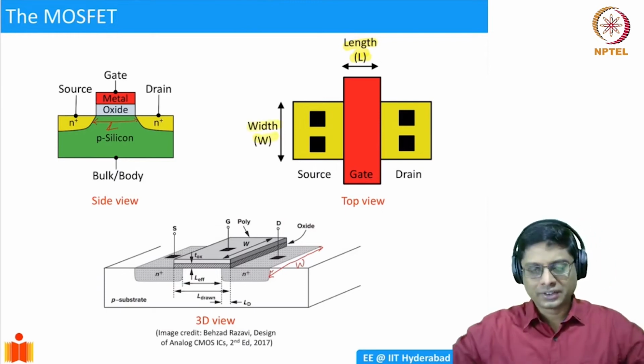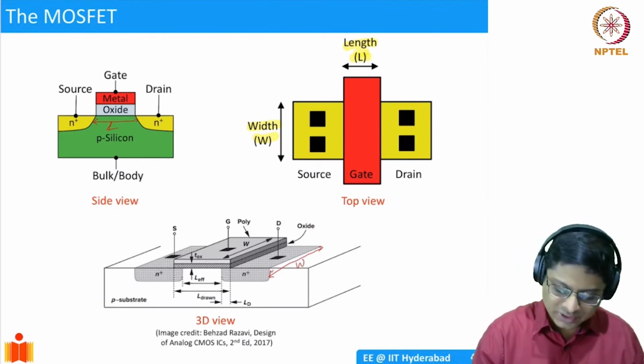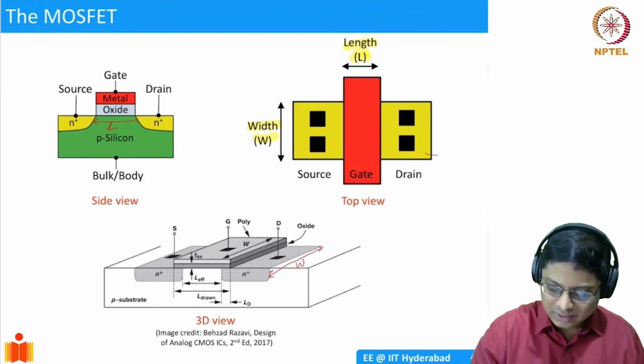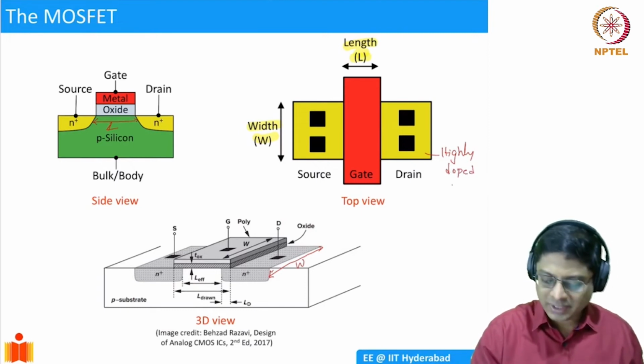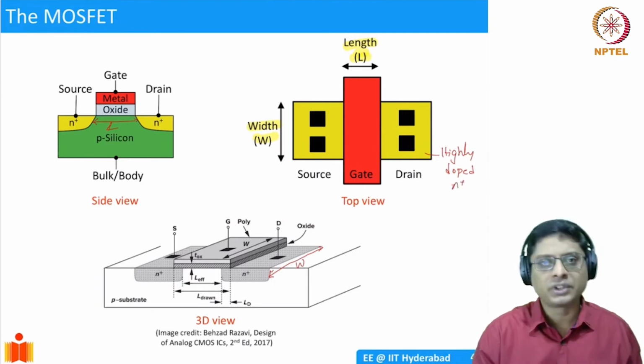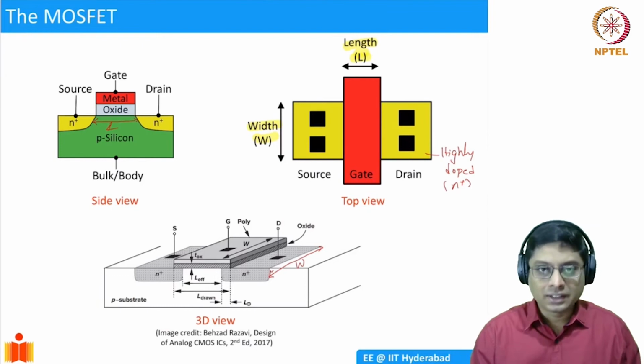So what you have is a wafer of silicon. You have source and the drain diffusion regions here, which are shown in yellow here. Right? These are highly doped diffusions. Okay. If it's a NMOS, it will be N plus. If it's a PMOS, it will be P plus. Okay. This is a diffusion region, and then they are separated.